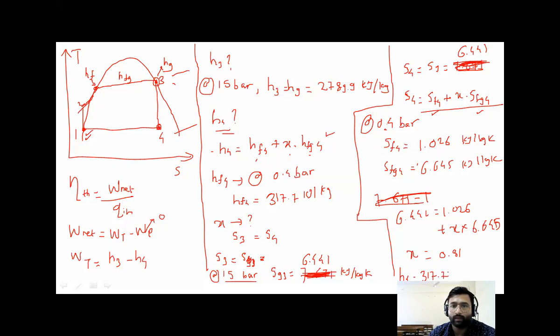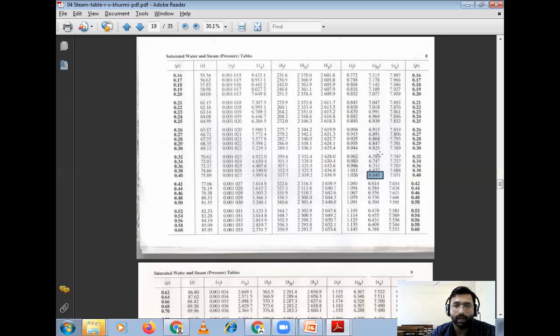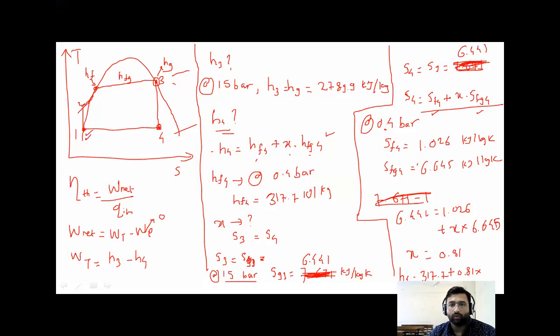317.7 plus X, which is 0.81, into HFG. How much is HFG at 0.4 bar? So at 0.4 bar, 317.7 is HF, and HFG is 2319.2 kilojoule per kg. So 0.81 into 2319.2. From this, calculate H4.